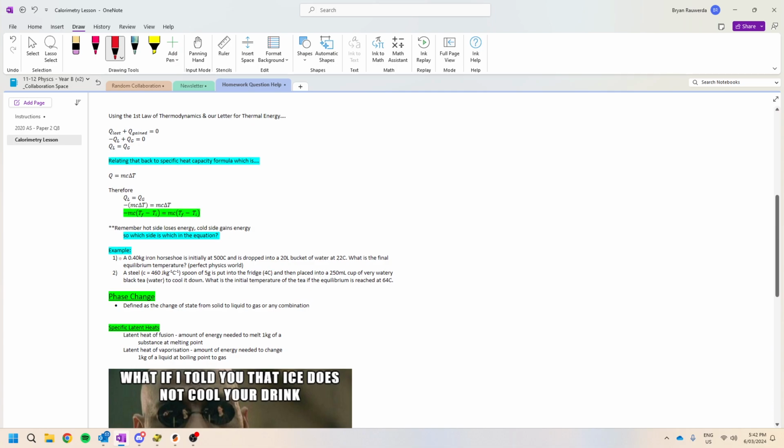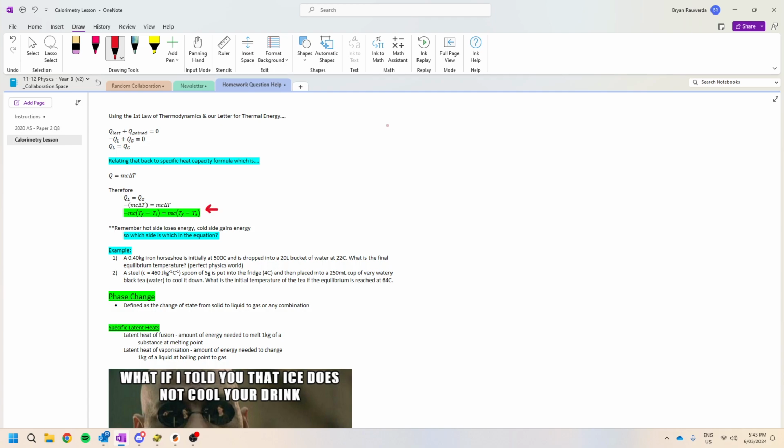So let's take a look at example 1 here. I'm just going to do it off to the side. We've got a 0.4 kilogram iron horseshoe, initially at 500 degrees, dropped into a 20 liter bucket of water at 22 degrees Celsius, with a final equilibrium temperature. So as soon as you see it says equilibrium temperature, we are going to be using our Q equals mc delta T, but we need to put in equilibrium. So that's this formula right here that we're going to be using.